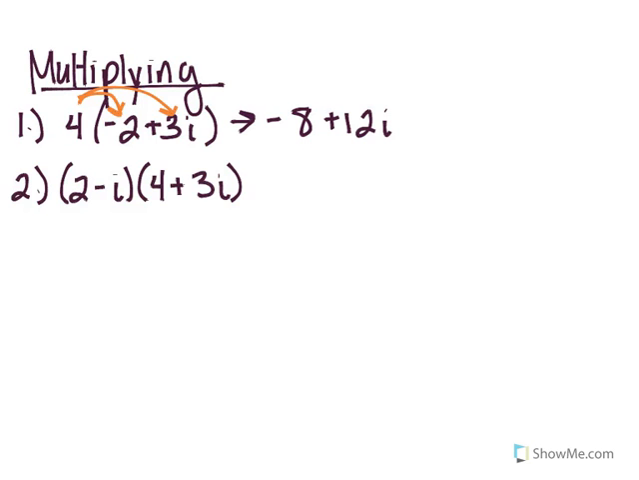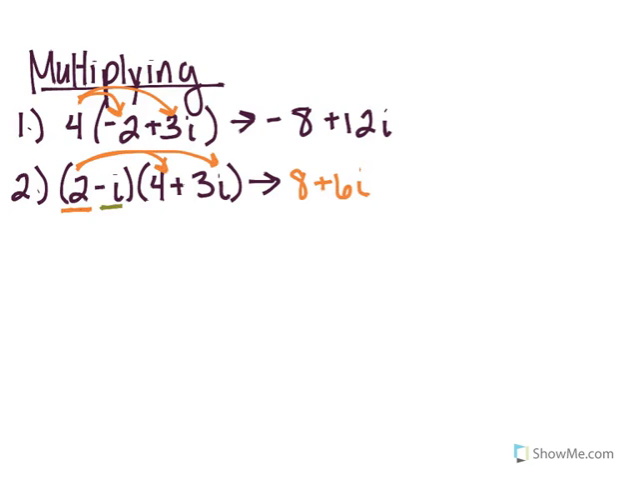Where it gets a little trickier is if you have an entire complex number multiplied by another. So this is our foiling and distribution process. So we just have to take our time and be careful here. So I'm going to take my first term of my first binomial here, and I'm going to distribute it here and here. And that's going to give me 2 times 4, which is 8, and then 2 times positive 3i, which is positive 6i. So there's my first piece of distribution.